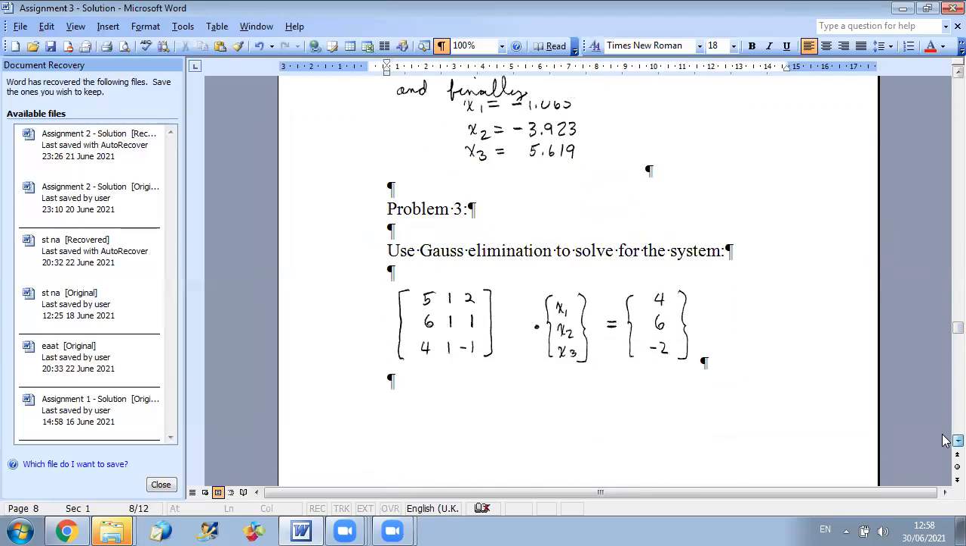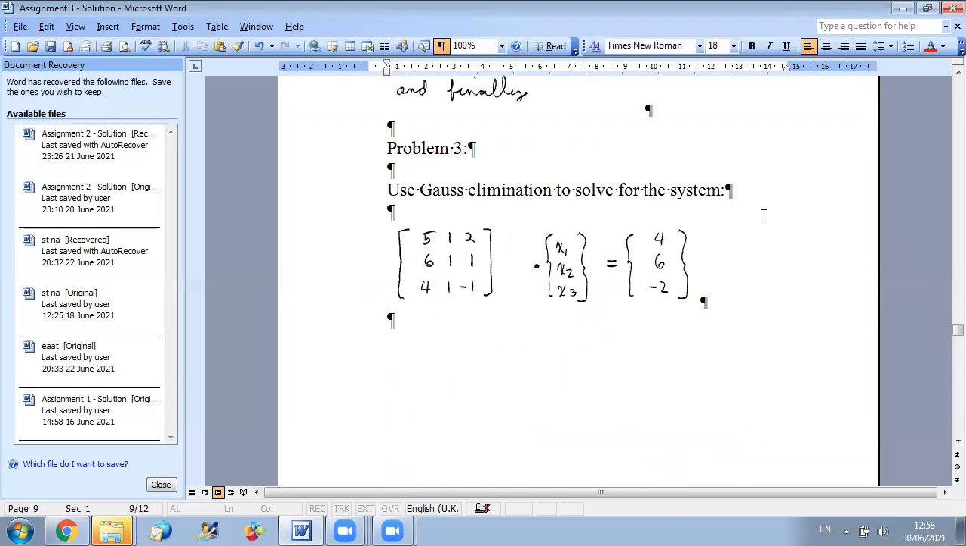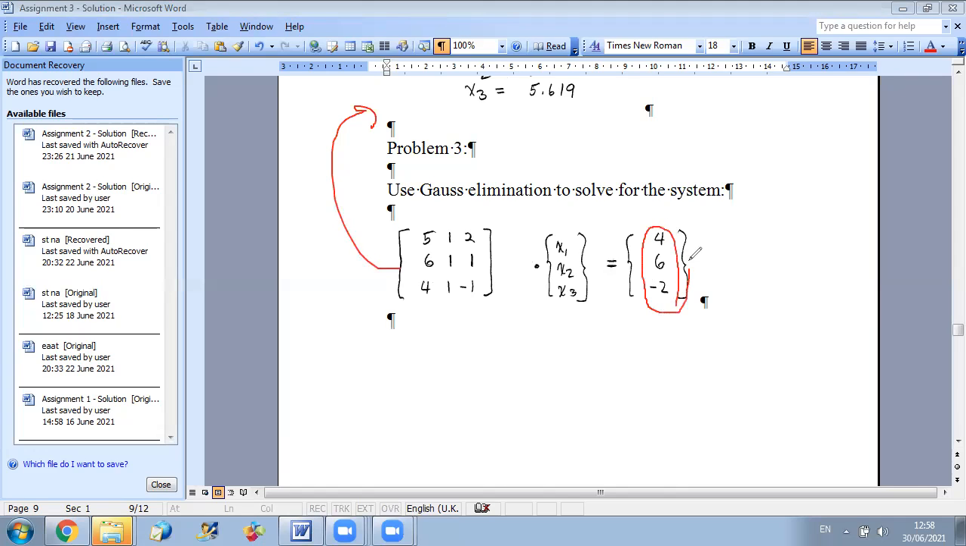So now problem 3: use Gauss elimination to solve the system. The only difference in this system from the previous one is that I use an augmented matrix. I should also update the coefficients of B when I do the forward elimination process. This is why we say we use an augmented matrix now. The augmented matrix in the initial state is 5 1 2 4, 6 1 1 6, 4 1 minus 1 minus 2.